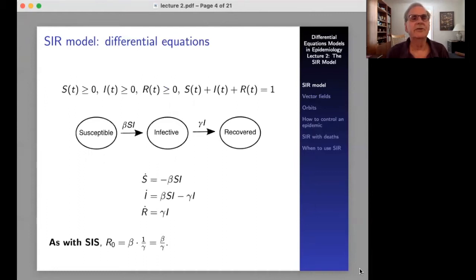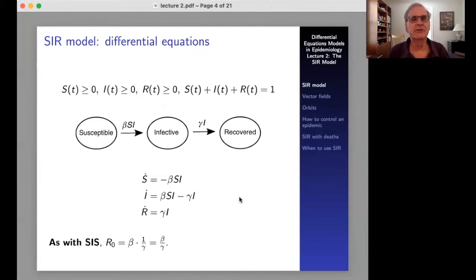We'll use S of t to denote the population fraction of susceptibles at time t, I of t to denote the population fraction of infectives, and R of t to denote the population fraction of recovered. S plus I plus R is going to be 1 because all the fractions have to add up to 1. And each of these quantities is between 0 and 1 because they're population fractions.